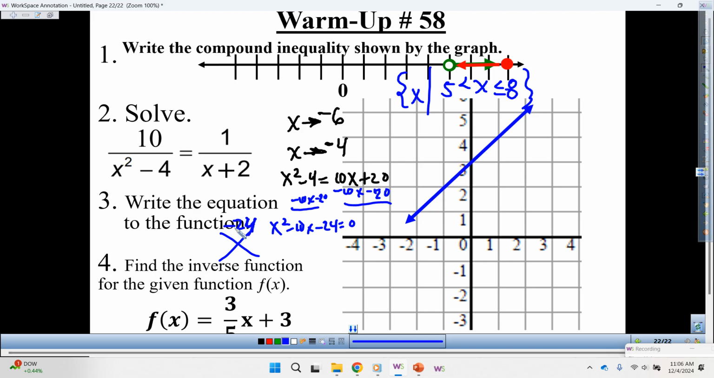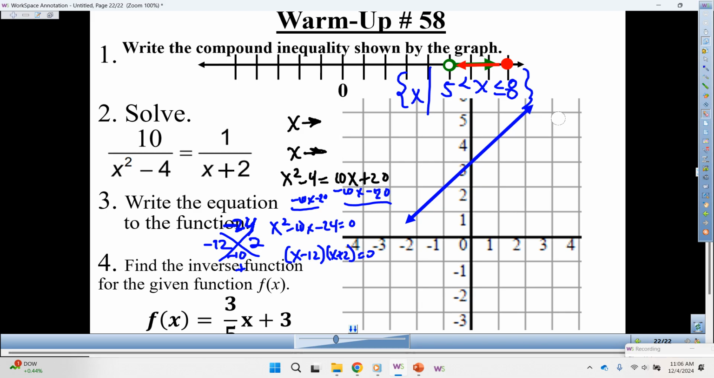-24 and -10. What two numbers multiply to give me -24 and, when you add them, give us -10? -12 and +2. So therefore, x minus 12, x plus 2, all equal to 0. So the correct answers are 12 and -2. Hands if you got that.